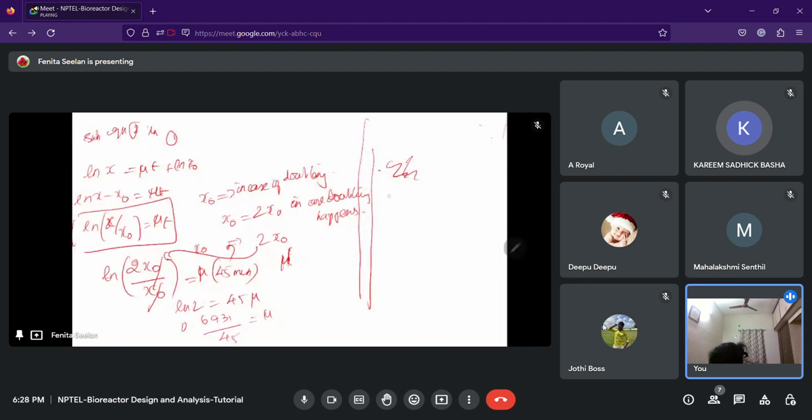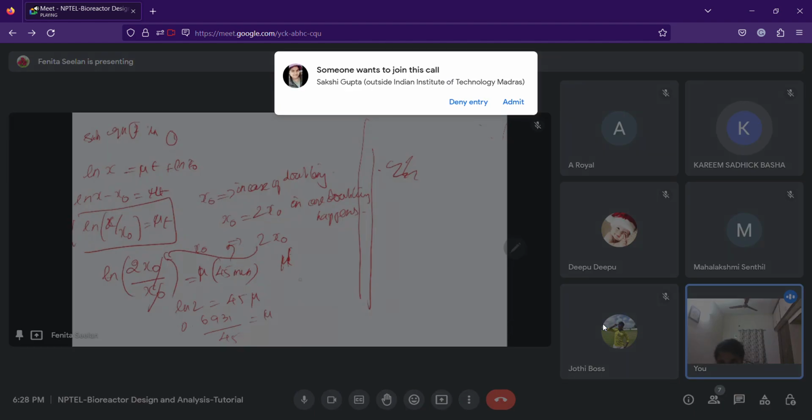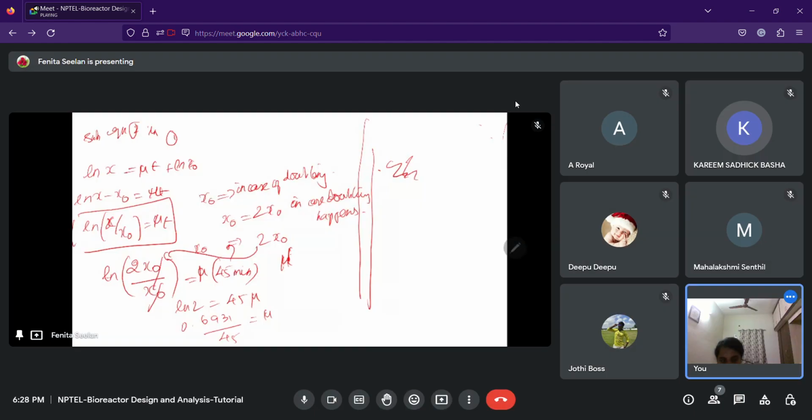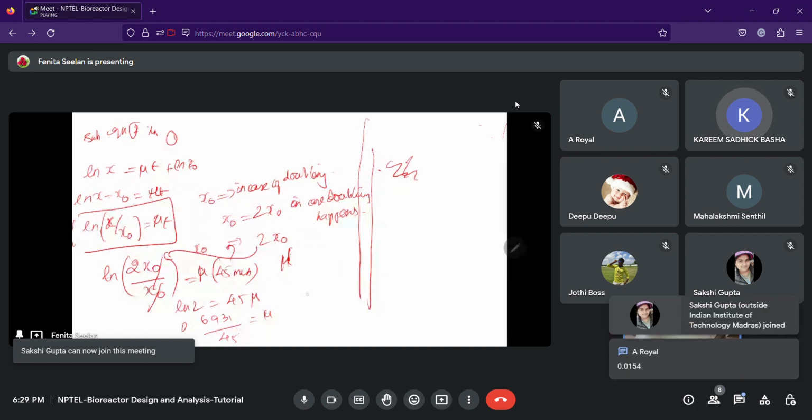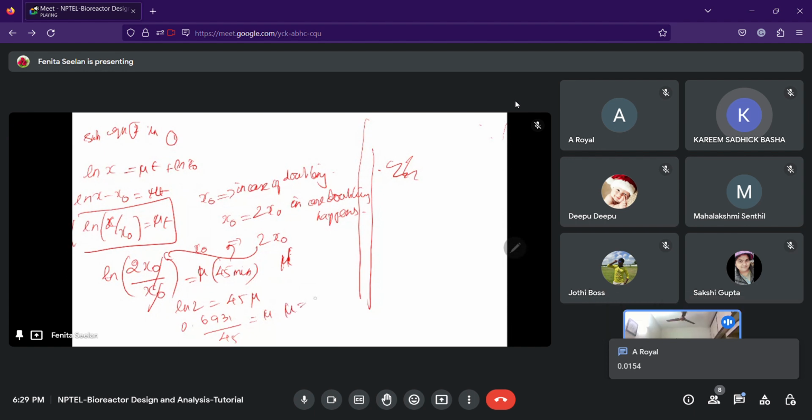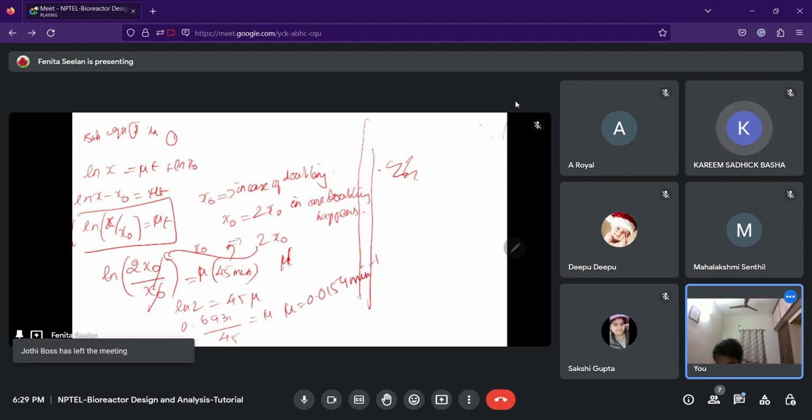The mu value is what actually? 0.0154. We should make sure we include the units everywhere, otherwise we cannot detect. The unit will be minute inverse, which gives you the specific growth rate. So we just found out the mu value.